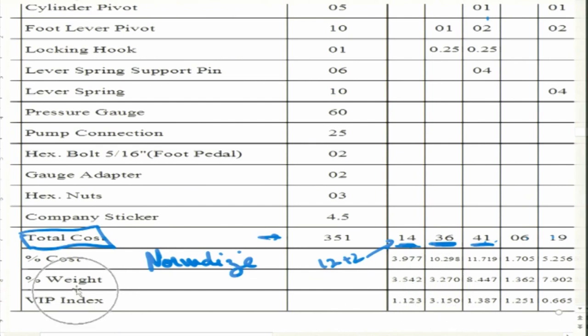We can see it in this way as well. From the percentage weight, which was the importance weight from the customer's viewpoint, the customer is willing to pay rupees 3.27 for this function, but we are spending rupees 10.29. Around 3 times the money is spent on accomplishing this function. Sometimes this is important when there is no other way and this has to be done, but this is one point where the potential of improvement is there.